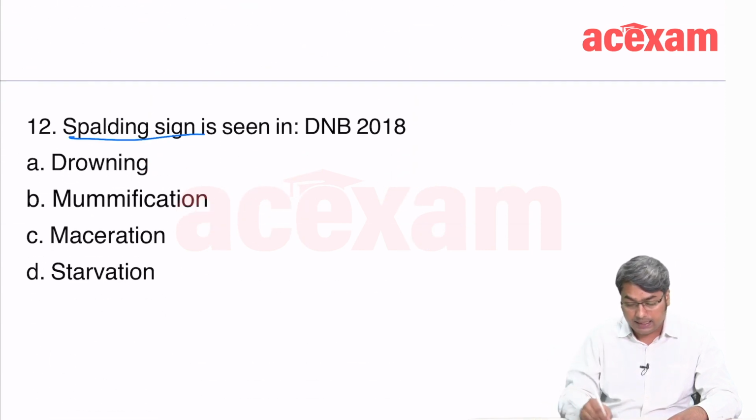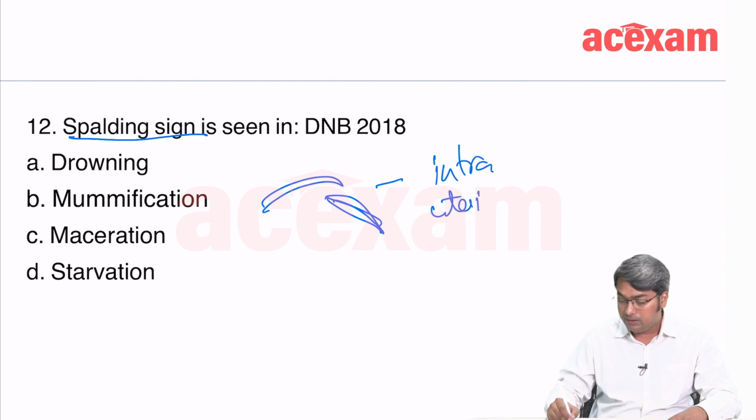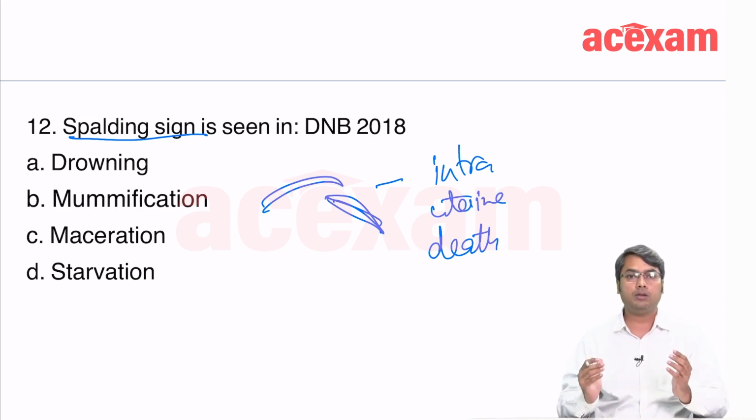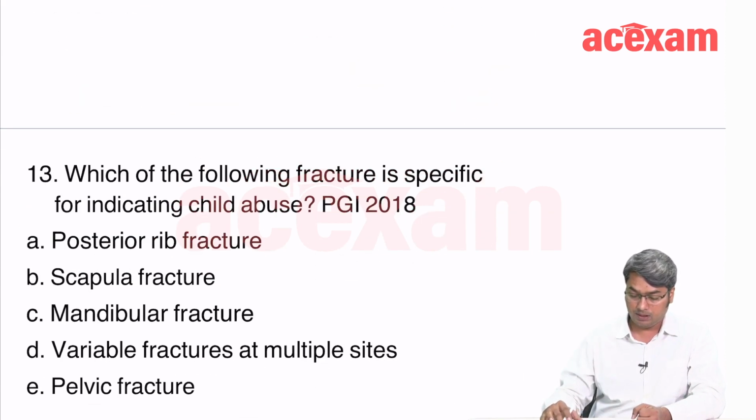Spalding sign. Spalding sign is a radiological sign which occurs due to overlapping of the skull bones, and this can be seen in case of intrauterine death. As the brain is liquefying, the two skulls overlap, and this is known as Spalding sign. So that is maceration, intrauterine death or maceration.